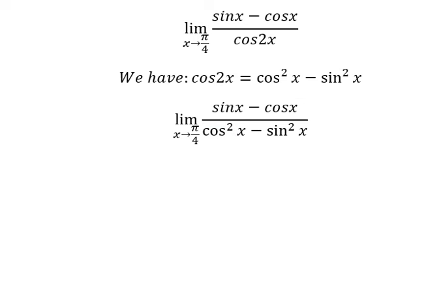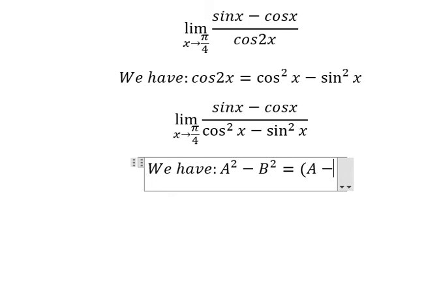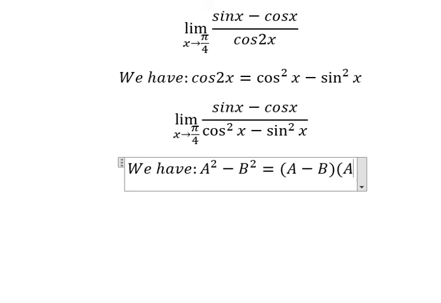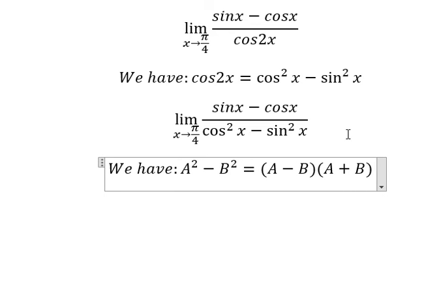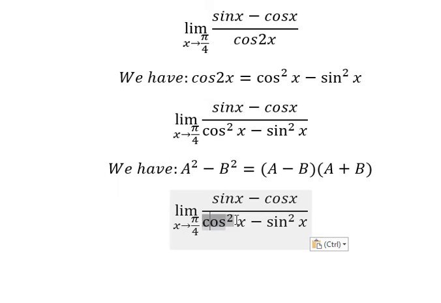Next, we have the second formula in here. That is about a squared minus b squared equals a minus b multiplied by a plus b. So this one we transform into this one.